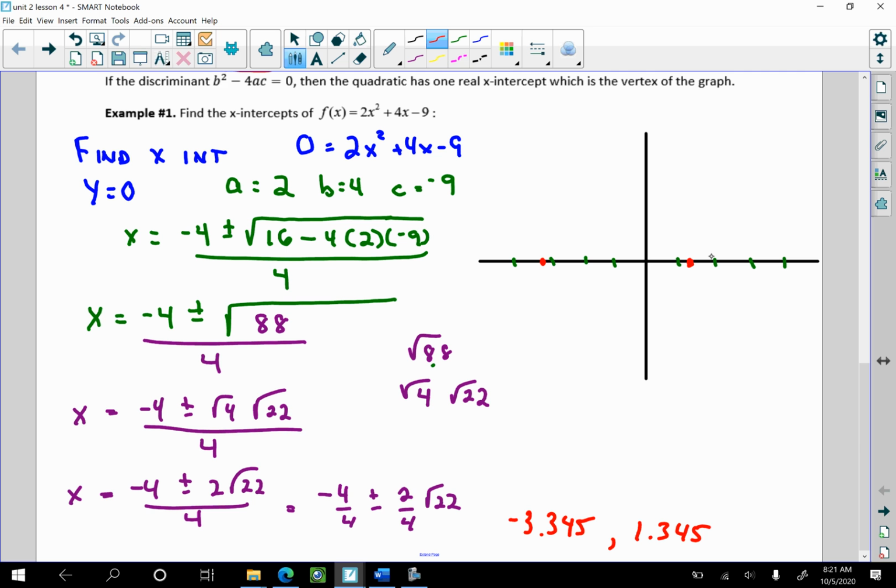Does that graph open up or down? Anybody can read their notes and tell me? Why? And we have to make that statement. Since a is equal to 2, which is greater than 0, that thing is going to open up. Does anyone else remember the most important property of a parabola in XY land? Do you remember that property? Anybody?